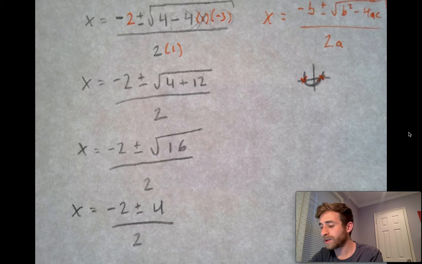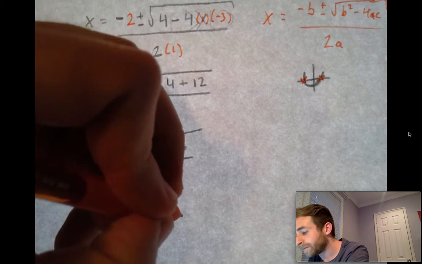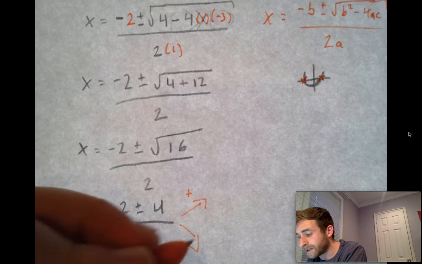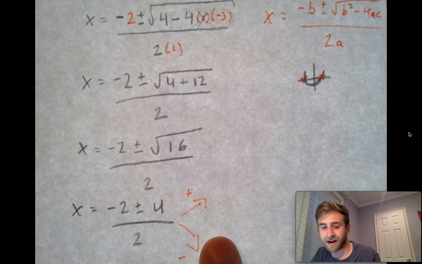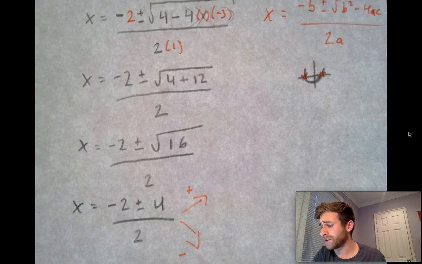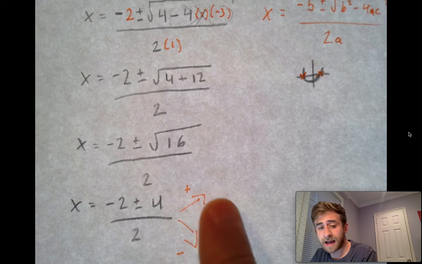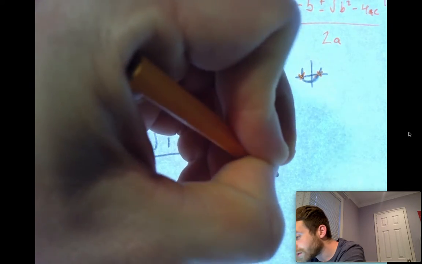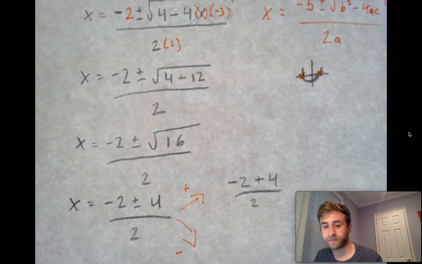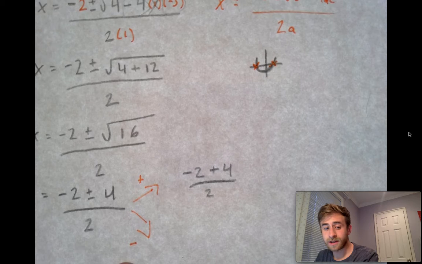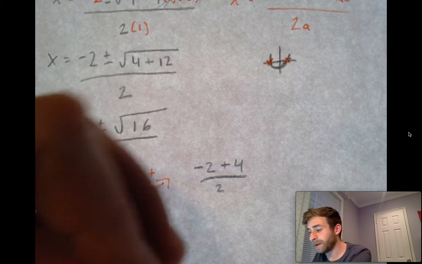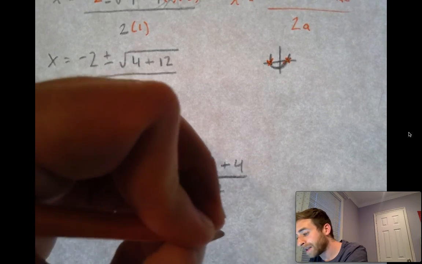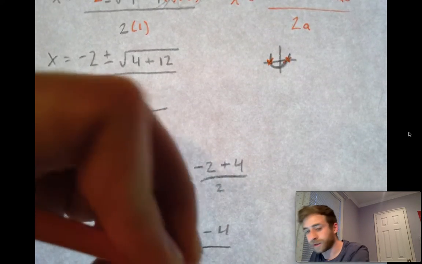I need to do it once as a plus, and I have to do it again once as a minus. That arrow looks kind of sad, but let's just do it. So I'm going to rewrite once as a plus. So this is going to be negative 2 plus 4 over 2. And then I'm going to write it once as a minus. So it'll be negative 2, instead of plus or minus, minus 4 all over 2.